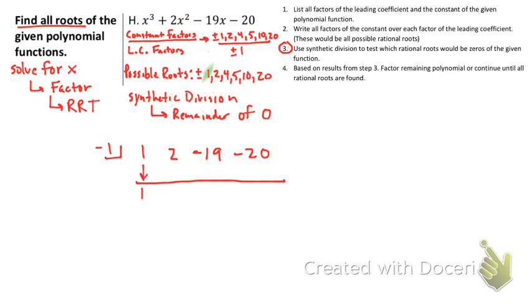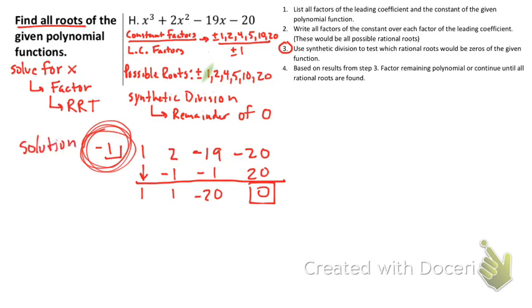Bring down the 1. That's negative 1. That gives me 1. That gives me negative 1 times 1 is negative 1. That gives me negative 20. Negative 1 times negative 20 is positive 20. And there we go. We get a remainder of 0. Therefore, negative 1 is a solution, or in other words, it's a root. So we have found x equals negative 1 is one of our answers.